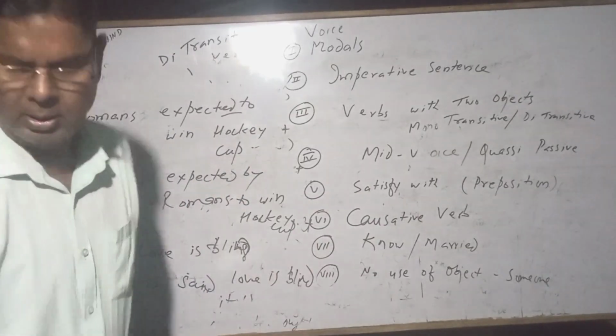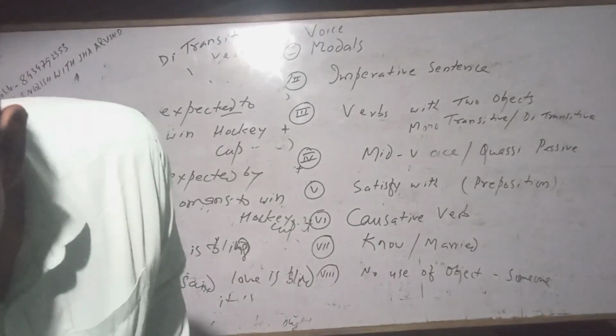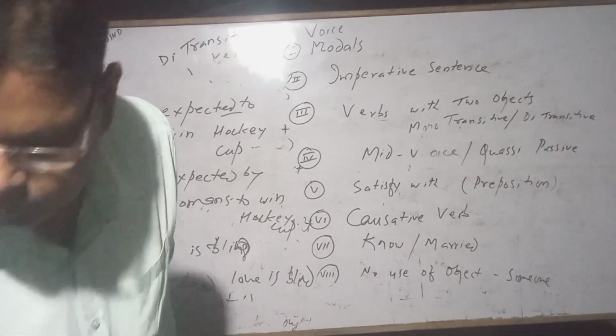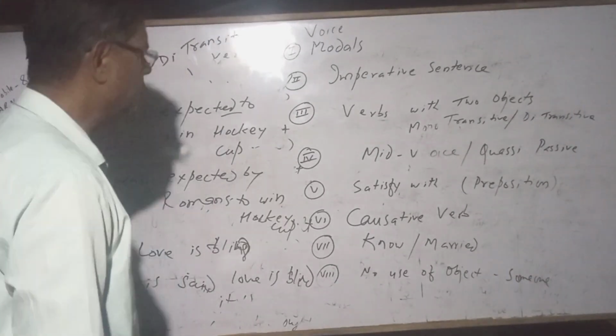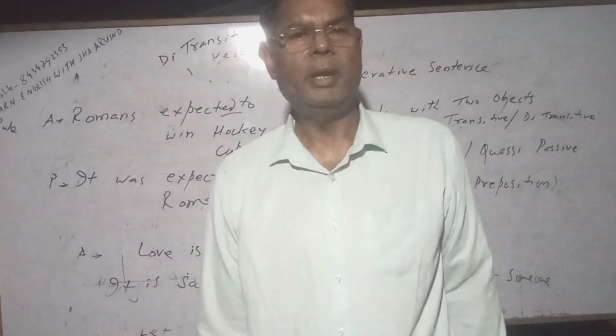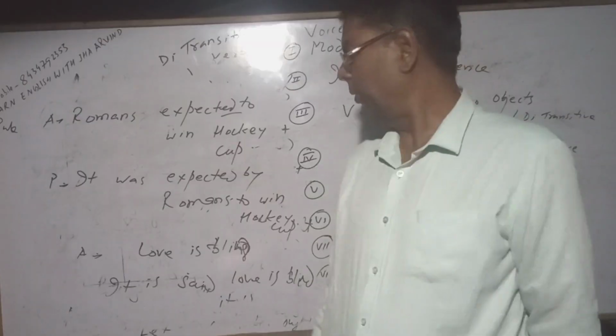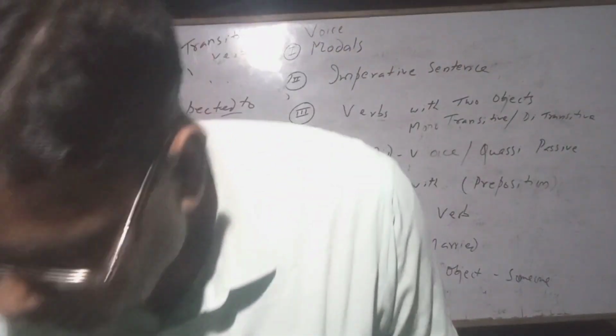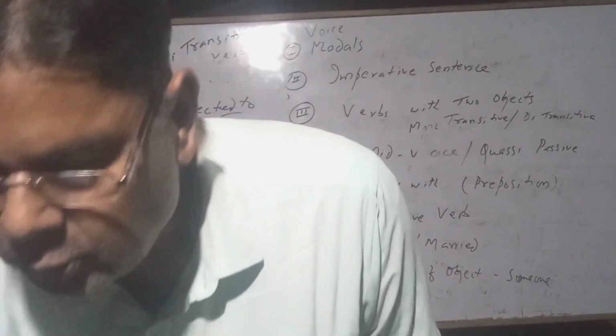It is said, love is blind. Now, in this way, you can do it. For example, honesty is the best policy. It is said, the honesty is the best policy. So in this way, you can do it.